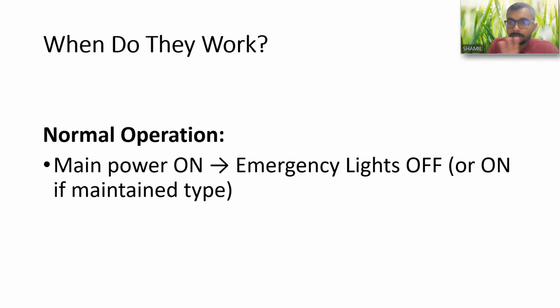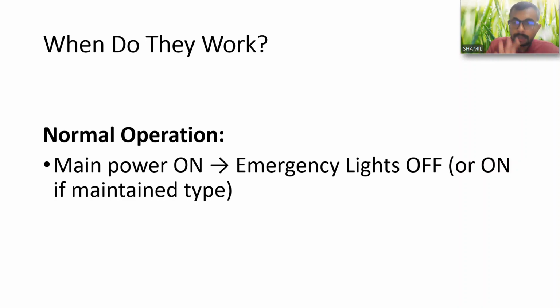The first one is the maintained emergency light or maintained exit light. The second type is the non-maintained emergency or exit light. The maintained lights will be kept on, be it during the normal condition or during the emergency situation. They will always be kept on. The non-maintained lights will be off during the normal condition, and during the emergency situation they will be on. So this is the difference between maintained and non-maintained lights.